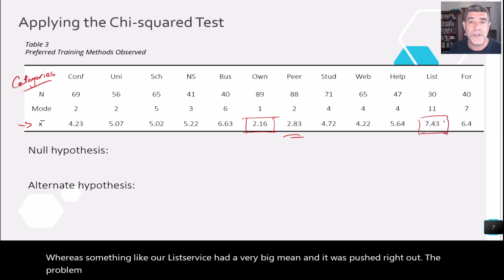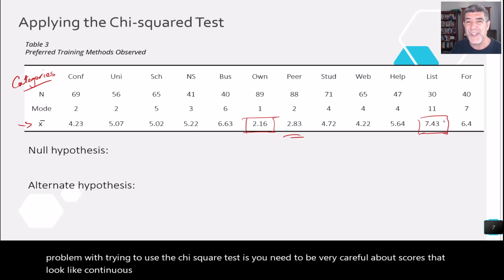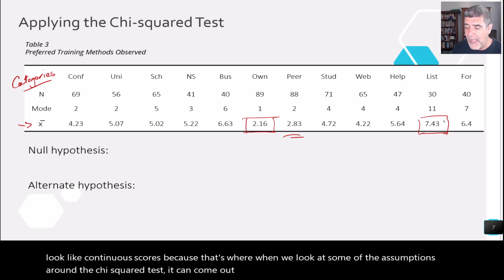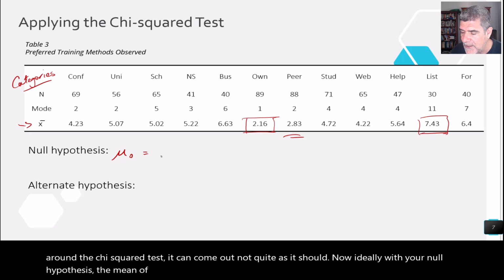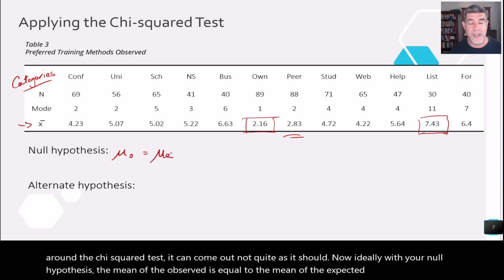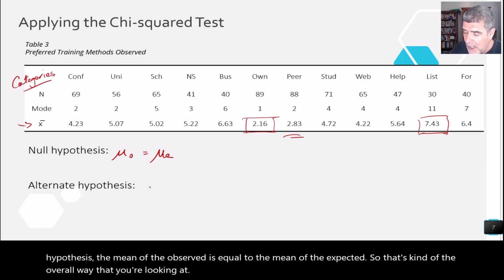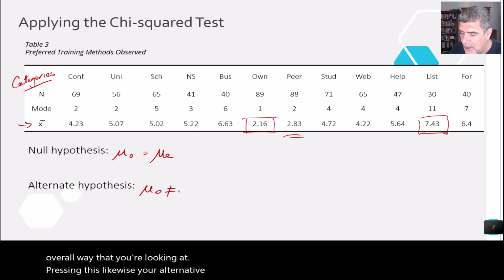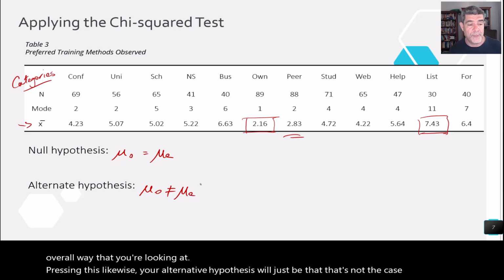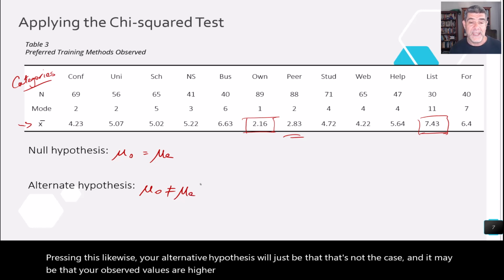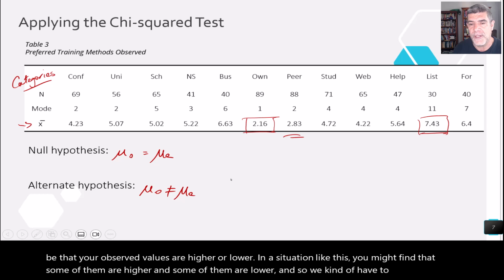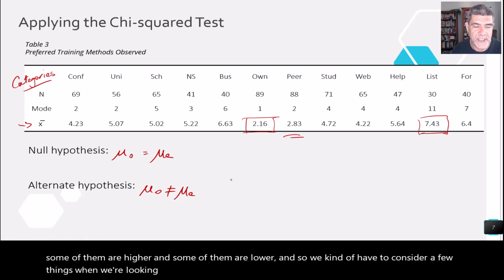The problem with trying to use the chi-squared test is you need to be very careful about scores that look like continuous scores, because that's where, when we look at some of the assumptions around the chi-squared test, it can come out not quite as it should. Now, ideally with your null hypothesis, the mean of the observed is equal to the mean of the expected. So that's the overall way that you're looking at expressing this. Likewise, your alternate hypothesis will just be that that's not the case. And it may be that your observed values are higher or lower. In a situation like this, you might find that some of them are higher and some of them are lower. And so we have to consider a few things when we're looking at analyzing these particular results.